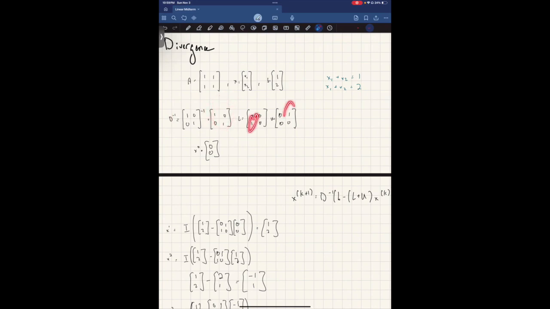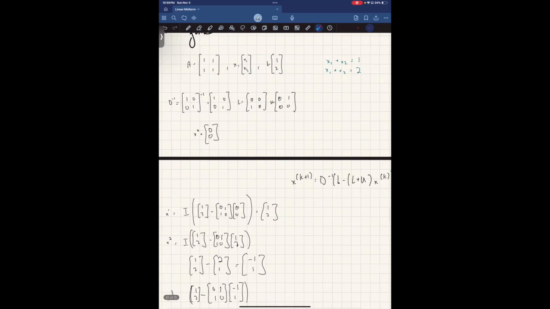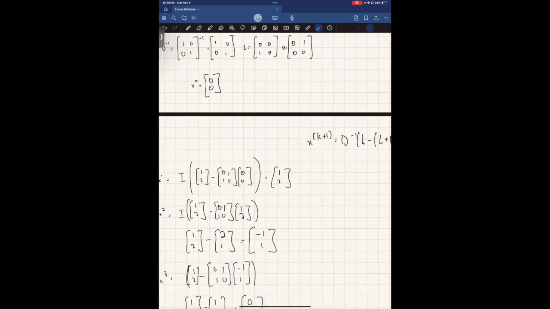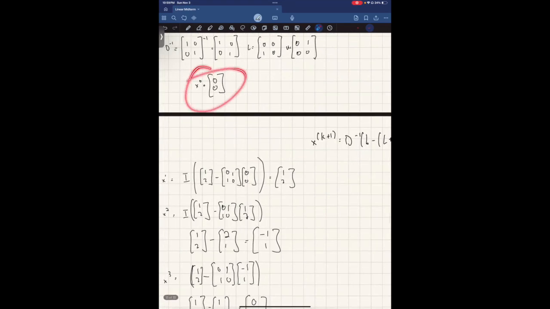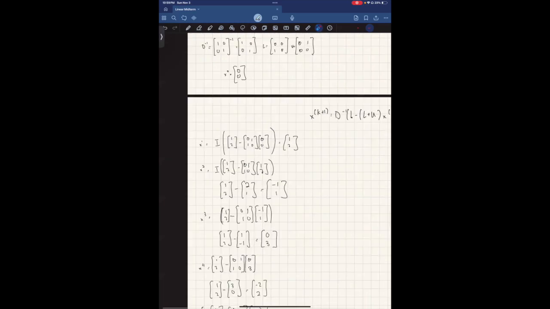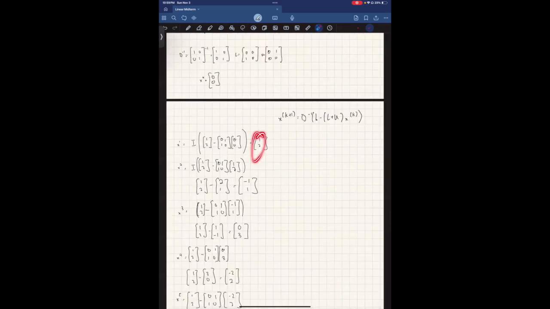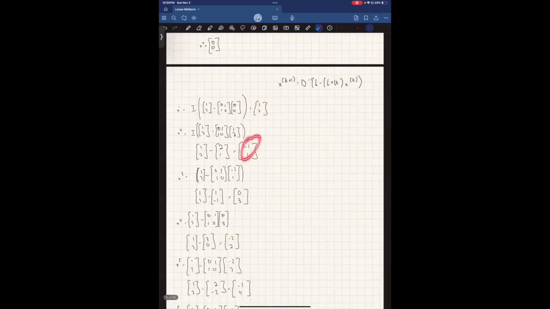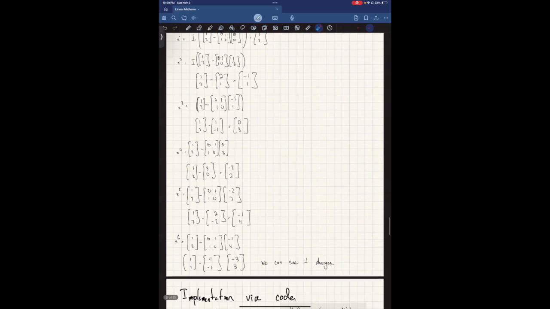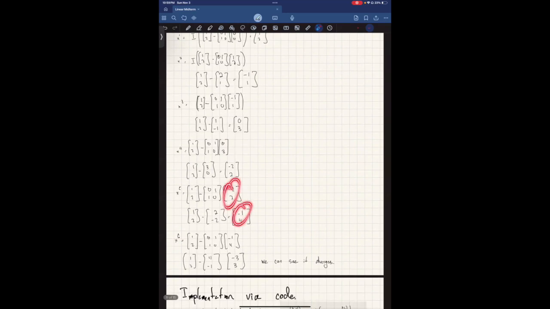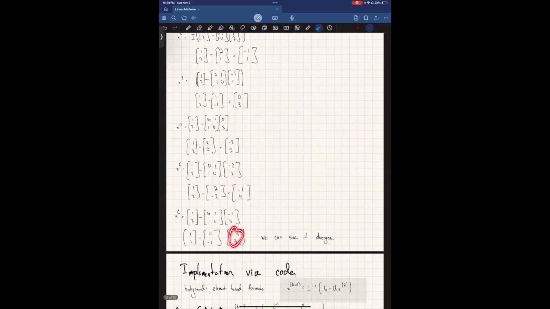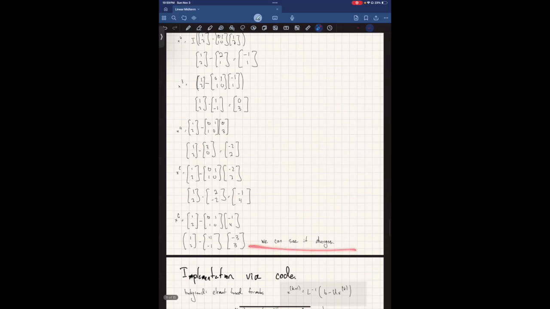Our lower and upper triangulars are this. So our combined R would just be 0, 1, 1, 0. And our initial guess is again 0, 0. So here, our first iteration leaves us with 1, 2. And then we get negative 1, 1, 0, 3, negative 2, 2, negative 1, 4, and negative 3, 3. And here I wrote, we can see this diverges.